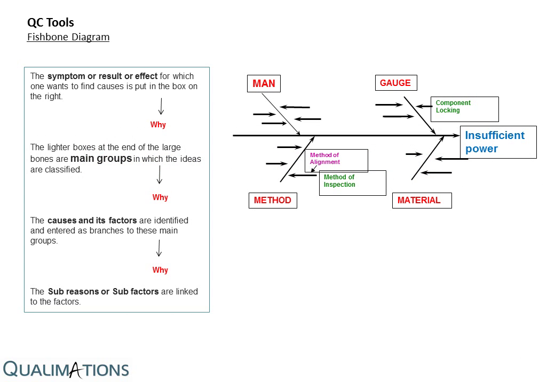Let us now learn the tool called the fishbone diagram. Assume you are studying a problem and you have identified a set of causes to the problem. The symptom or result or effect for which one wants to find causes is put in the box on the right. At each stage questions are asked and an answer is logically derived. Care should be taken not to directly jump to the root cause. The analyzer should now ask the question why, and the answer to this question is linked to a main group at a higher level. This may be man, material, machine or methods.